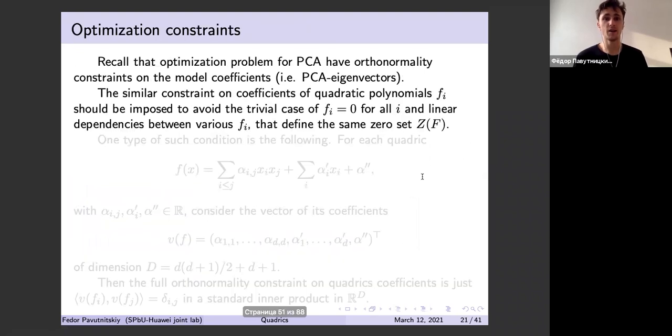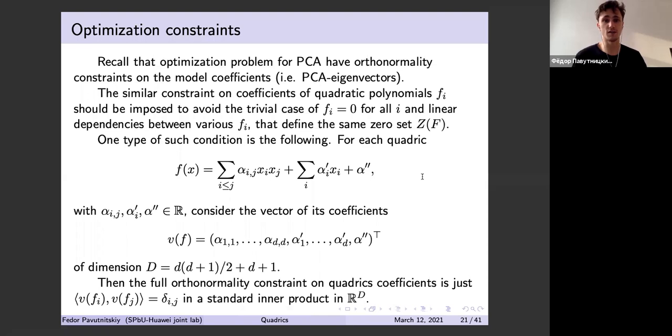Of course, we want to do the same for quadratic polynomials. We want to exclude the trivial case, because in this case the distance will be 0 and we will have a trivial solution. And if the coefficients of quadrics are linearly dependent, then the intersection of their zero sets is the same. It doesn't change under linear dependence of the coefficients. So we also want to exclude this.